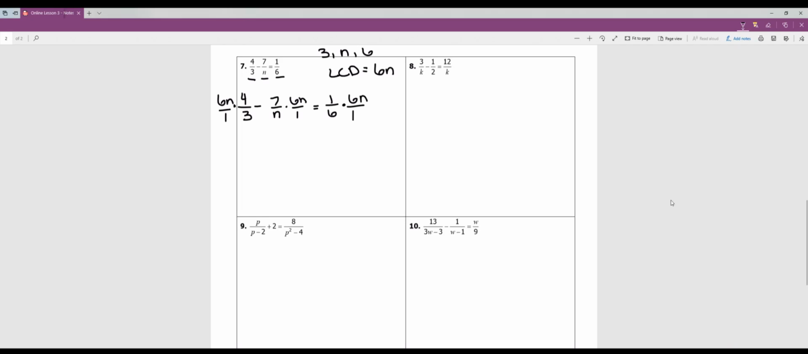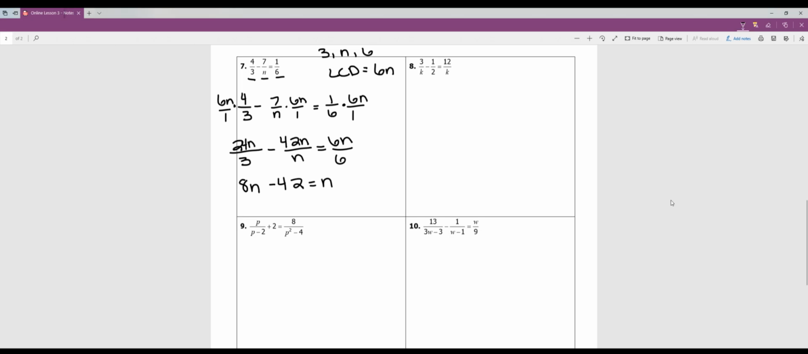Okay? So this first term is going to give me 24n over 3. Then I'm going to get 42n over n. And lastly, 6n over 6. So I have now multiplied each term by my least common denominator. Now I want to simplify each of these fractions. So this will simplify to 8n, 42, and n.